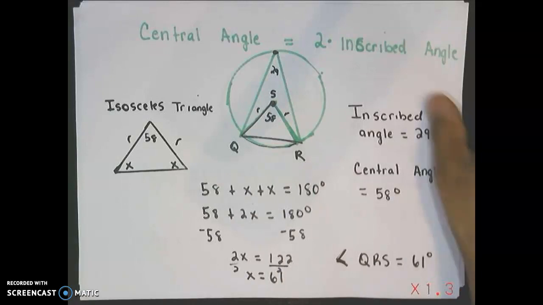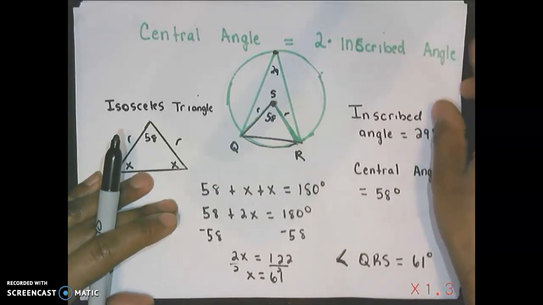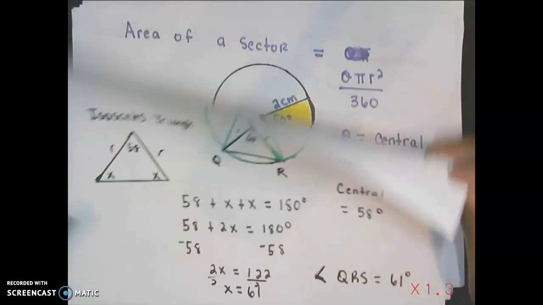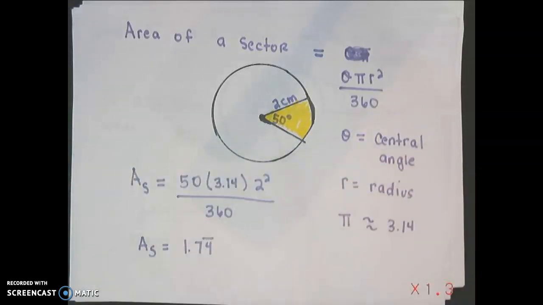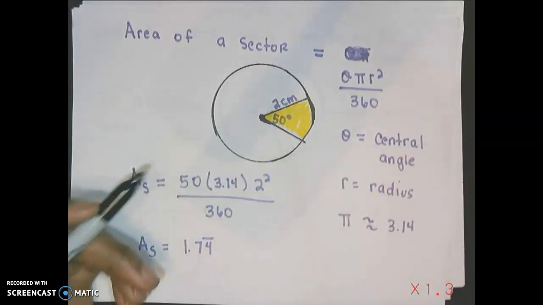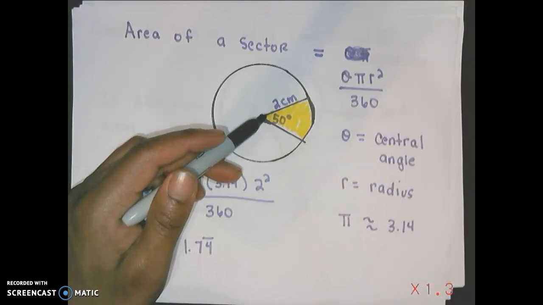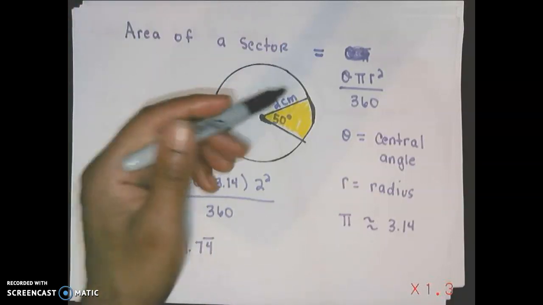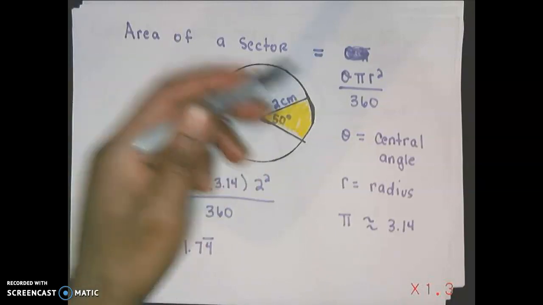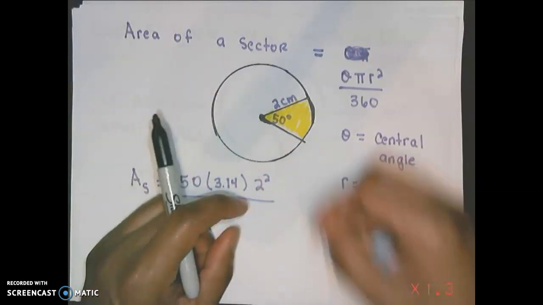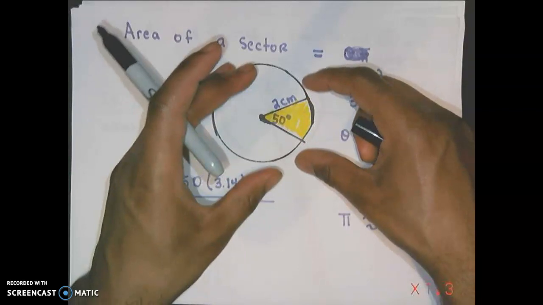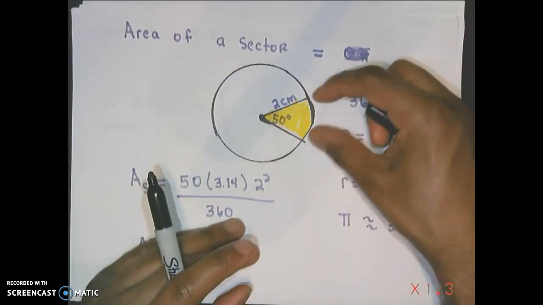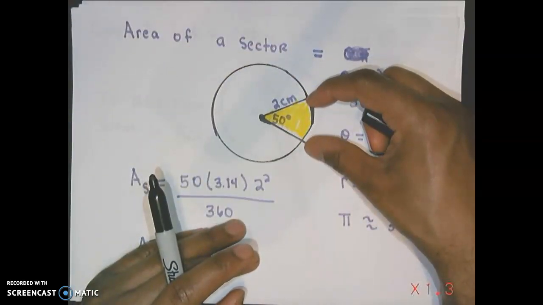All right, so let's look at another example. Now, this example here is going to be finding the area of a sector. A sector is like, think of this whole circle as a pie, a complete pie, and then the sector is just going to be a slice of the pie.